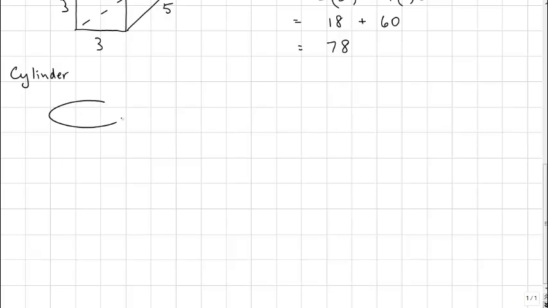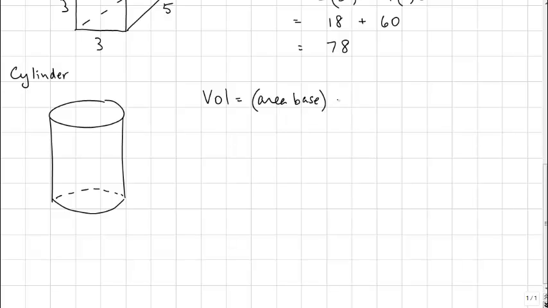So let's do a little diagram of a cylinder here. The volume of a cylinder is simply the area of the base times the height. So in that respect, it's identical to a prism. And we know the area of the base in this case is pi r squared, and then multiply that by h. So we need to have the height h, and we need to know the radius of the circular base. So for this one, let's say the radius is 3 and the height is 5.